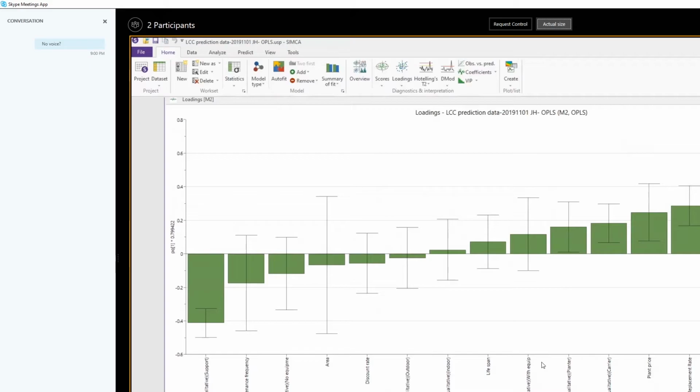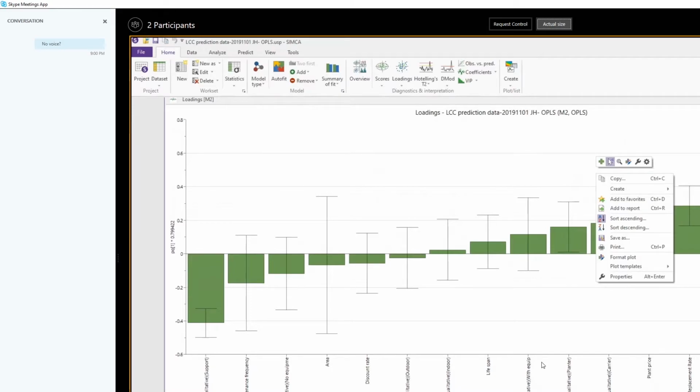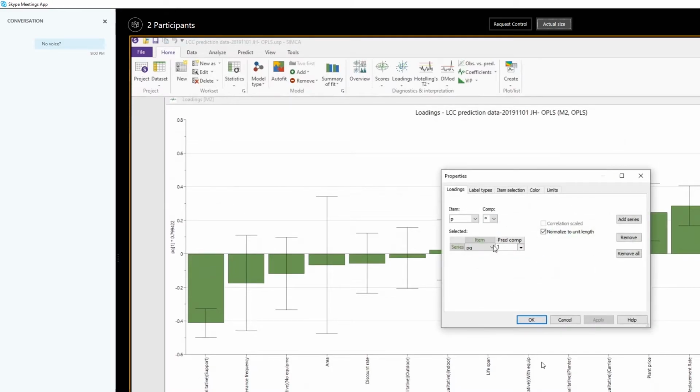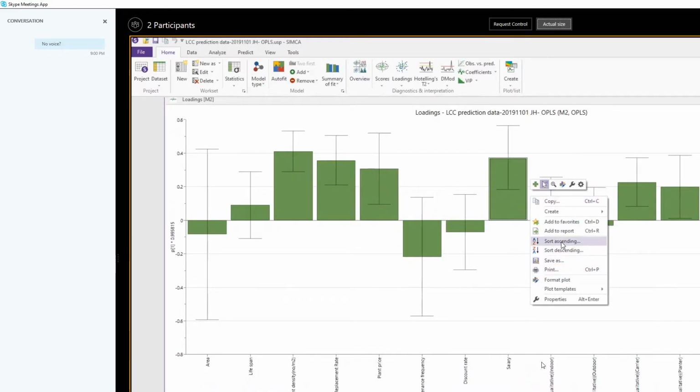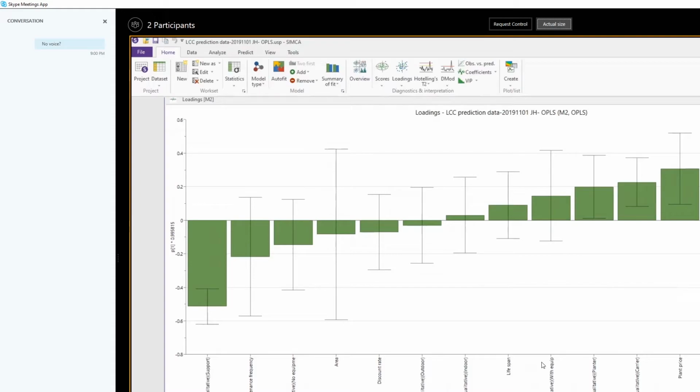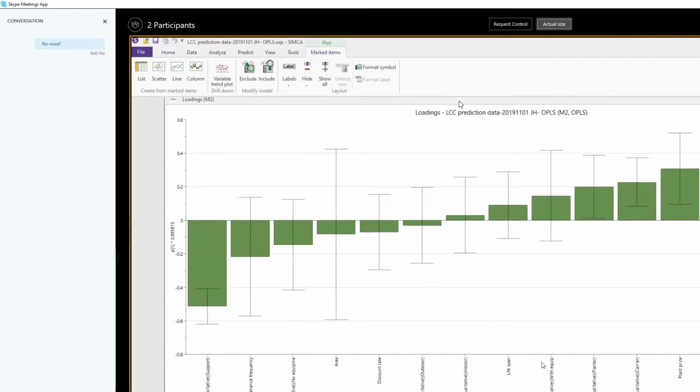That shouldn't be in there. Why is that in there? Because that's the LCC. That's because we have PQ on it. Properties. We just want P. Okay, so where is this?